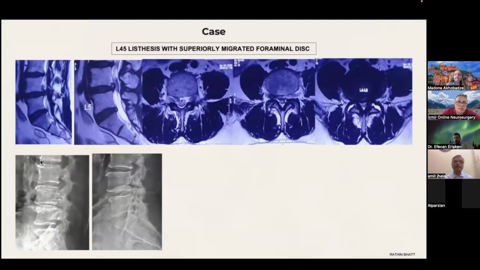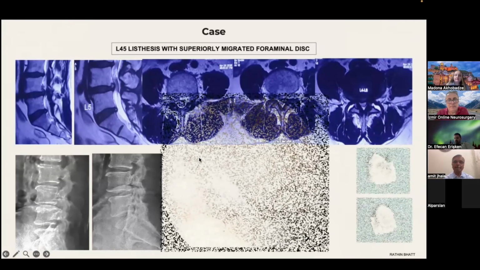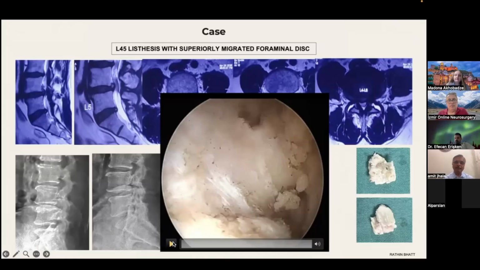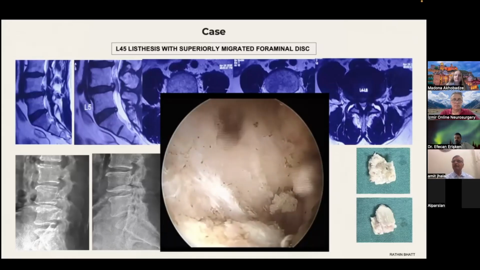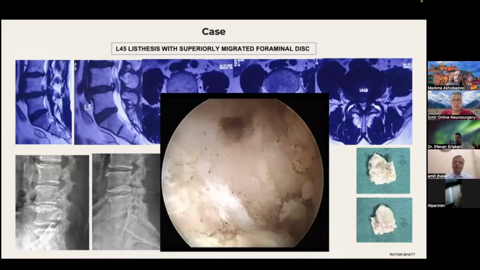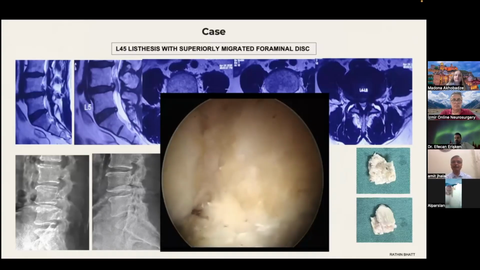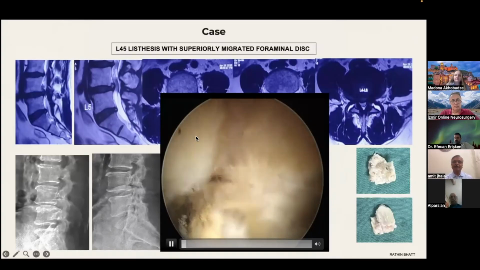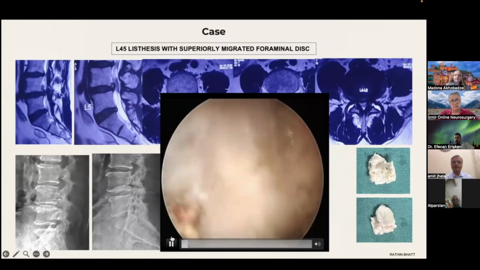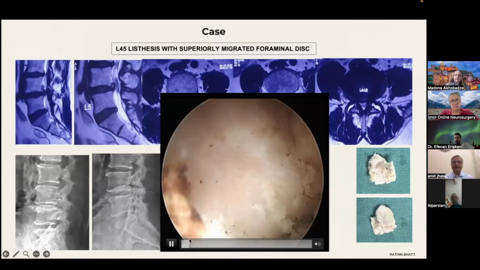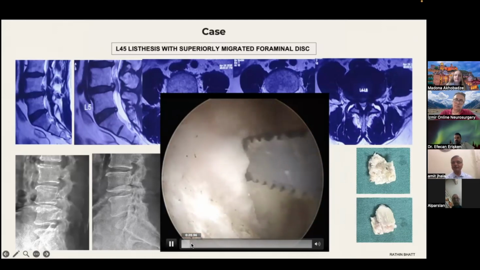So this is just a case of L4-5 listhesis. You can see that there was a disc with a listhesis there, and the same thing that we were doing as an open surgery, through the tube, we are now doing with the help of the UBE. That's the interlaminar area, that is the pars area, and you can see the facet joint there. And you can do the same resection.